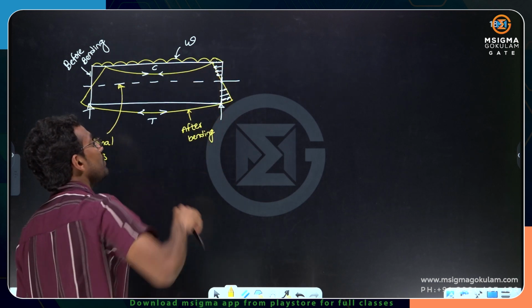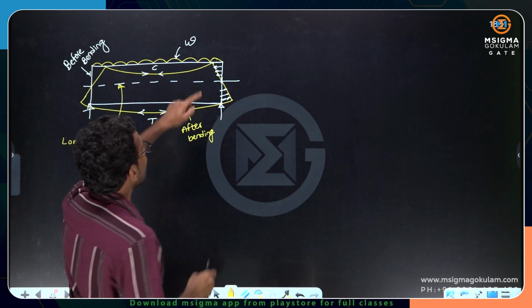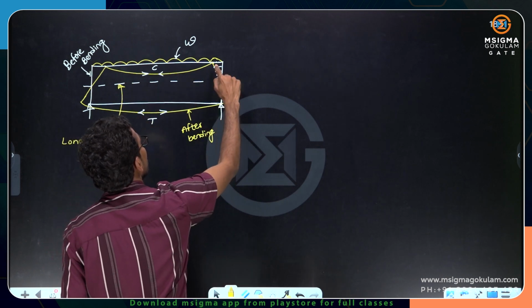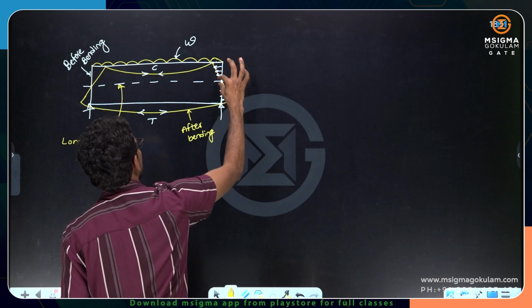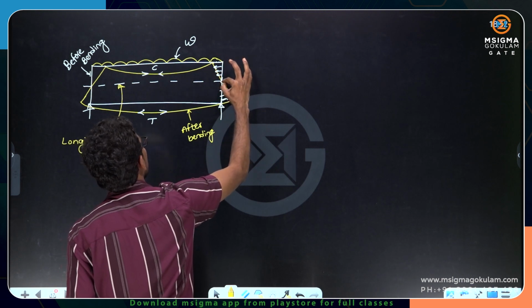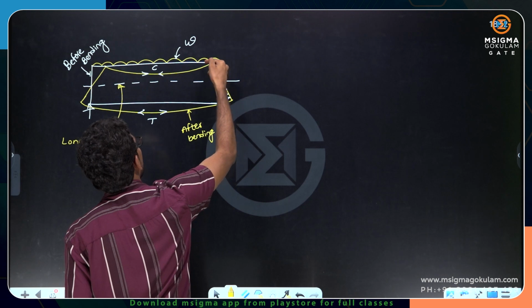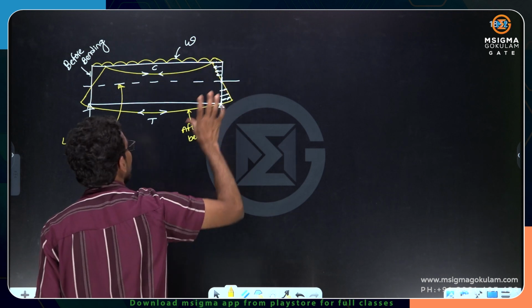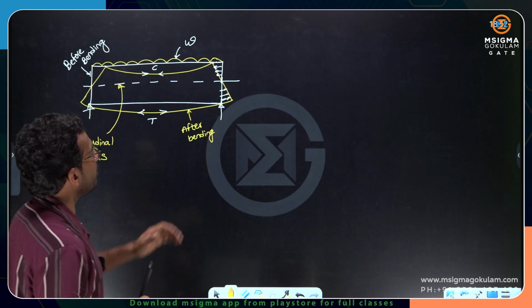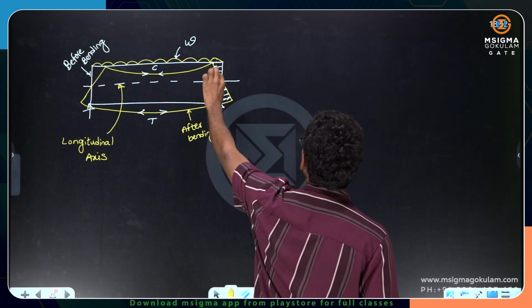What is the meaning of that assumption? It means that the deformation is linear. See here, this is a triangular variation, that means linear variation. If you go away from this axis, the strains are more, the deformations are more. And how are the deformations varying? Linearly. That is what I am trying to say. If the deformation is linear, then we can say strain is also linear.